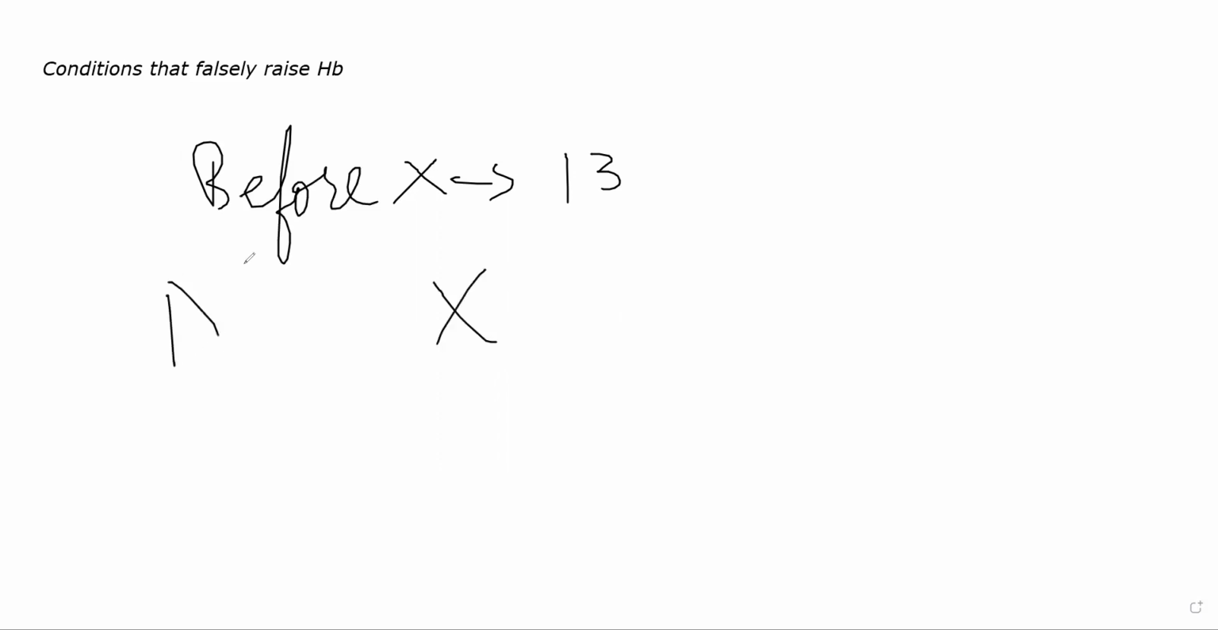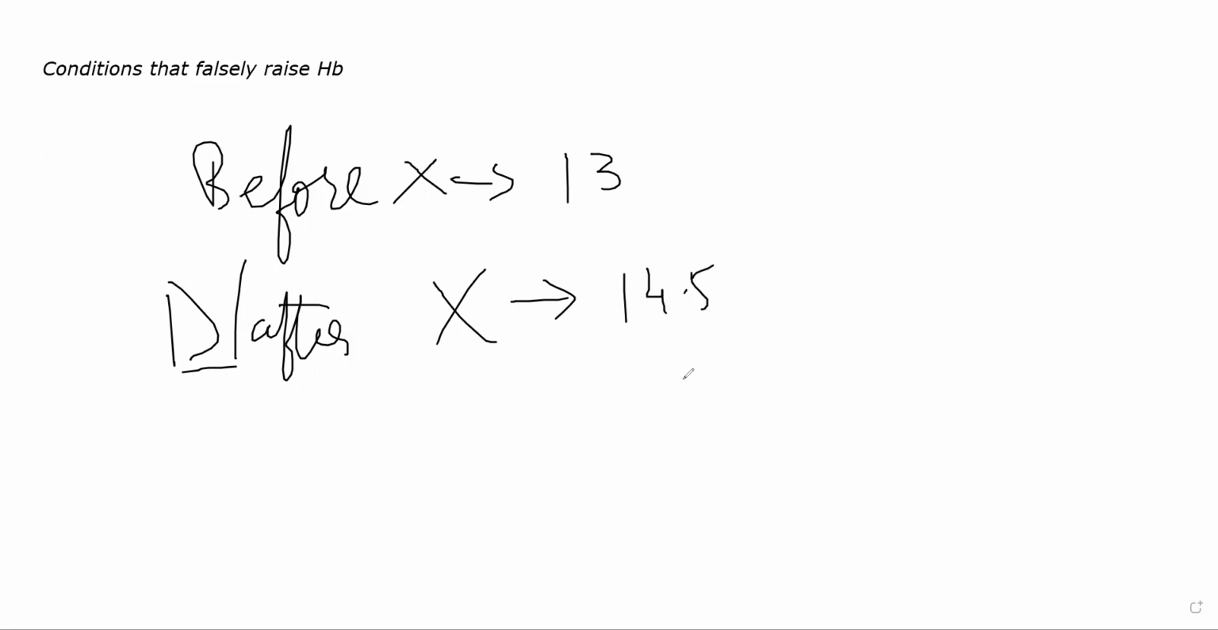Now, in this scenario, remember, hemoglobin level is not changing, it is being falsely raised. Meaning, even if the patient's hemoglobin level is normal, let us suppose that condition is X. Before X, the patient's hemoglobin was 13. During or after X, let's suppose the patient's hemoglobin appears to be 14.5.